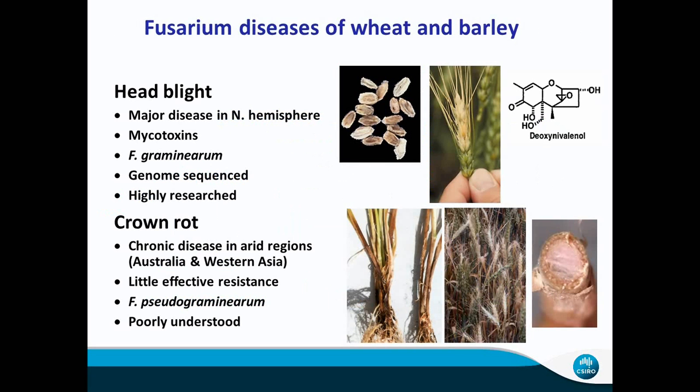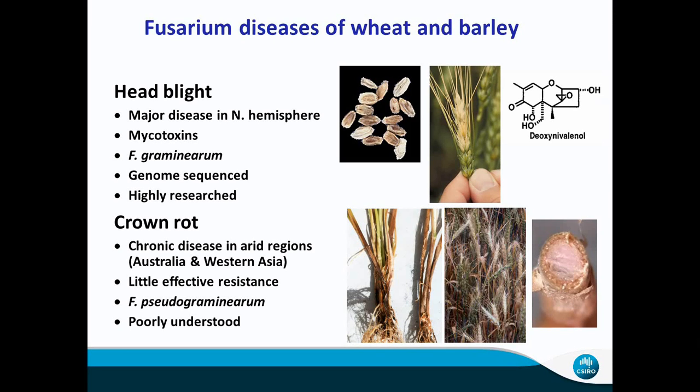But in the rest of my talk, I will be talking a little bit about the Fusarium pathogens that infect major cereals. As I mentioned before, this is crown rot. It's quite a chronic disease in Australia. Fusarium pseudograminearum is the causative agent, but we also get head blight as well. It's a worldwide problem. It produces this toxin, and it affects the quality of grains.